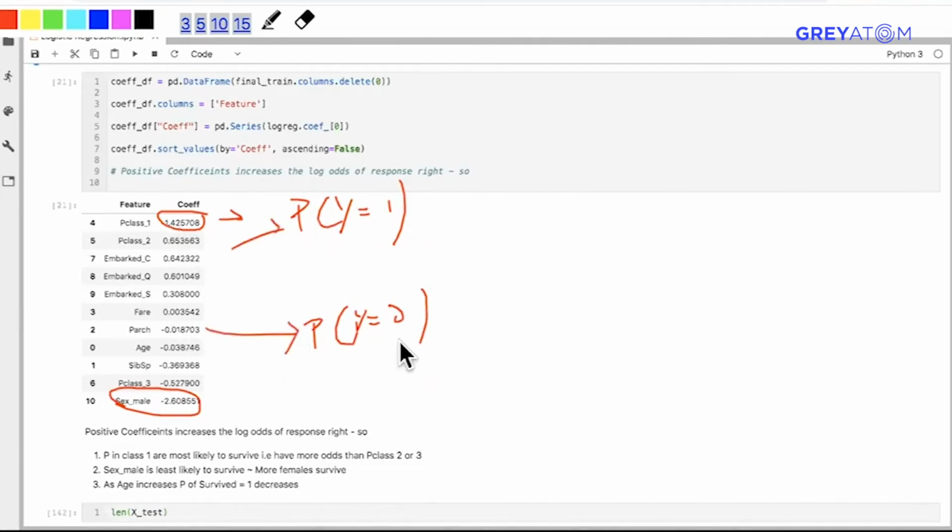So we can get to know that if someone has to survive, he should be in class 1, could have embarked at C, and would have paid a much higher fare. Someone who is older in age is less likely to survive, traveling in class 3 is less likely to survive, and a male is very less likely to survive. So this is how we are interpreting the coefficients for a label y equal to 1 and y equal to 0.